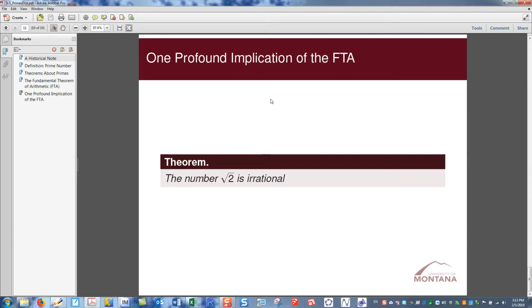And here's the profound implication of the FTA that we'll end the lecture on. It turns out that this is one of the places where understanding prime numbers can really help us construct a whole number universe, and that is the universe of irrational numbers. Understanding irrational numbers, numbers not expressible as a ratio of two integers, relies on our knowledge of integers and number theory, which is a kind of surprising result. So let's go ahead and prove this statement.